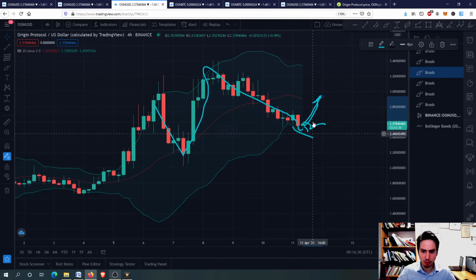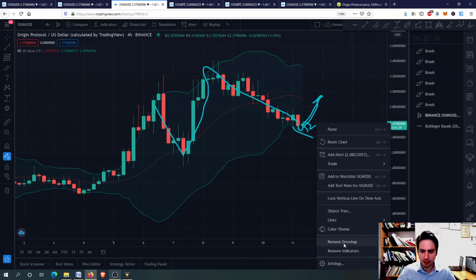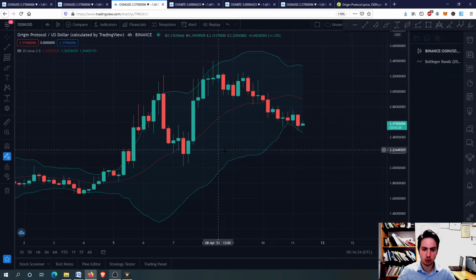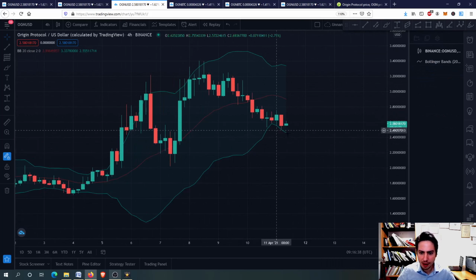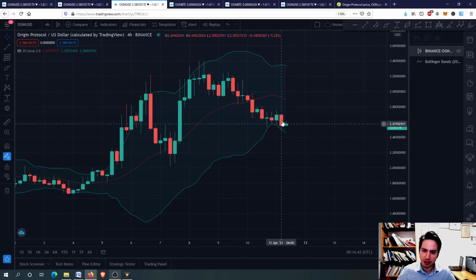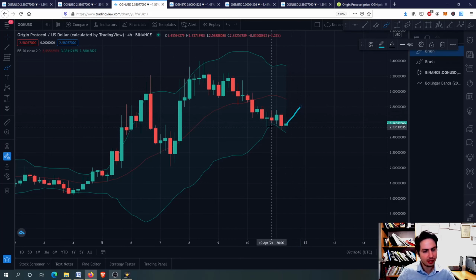Right now the Bollinger Bands, guys. Let me remove the drawings, and start by saying that we are near the bottom of the Bollinger Bands. Will we go higher now? Will we go like this? We are not sure yet, but it seems likely.